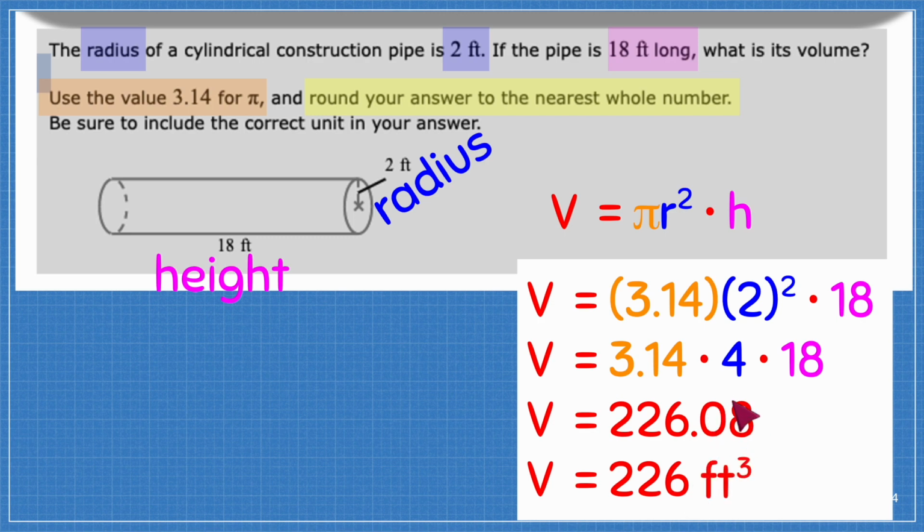That's because there's a 0 here. I'm not looking at the 8, I'm looking at the 0. Since it's a 4 or less, it's going to stay a 6. And then it's feet cubed since it's volume. So that is how we find the volume of a cylinder. I hope that helped, and I will see you in the next video.